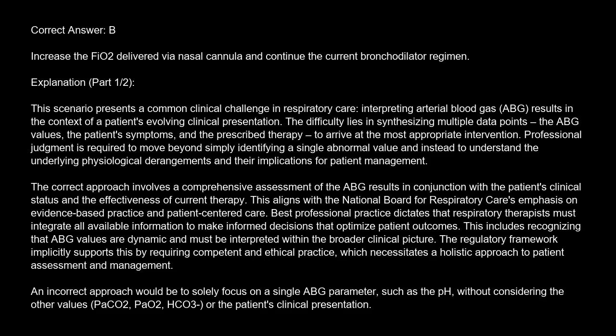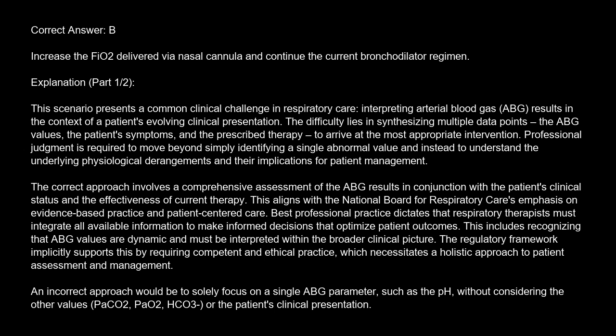The correct answer is B. Increase the FiO2 delivered via nasal cannula and continue the current bronchodilator regimen. Explanation. This scenario presents a common clinical challenge in respiratory care: interpreting arterial blood gas (ABG) results in the context of a patient's evolving clinical presentation. The difficulty lies in synthesizing multiple data points, the ABG values, the patient's symptoms, and the prescribed therapy, to arrive at the most appropriate intervention.